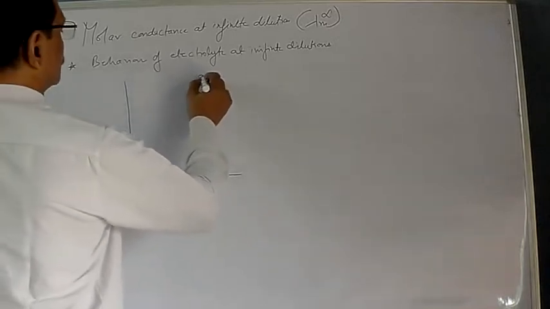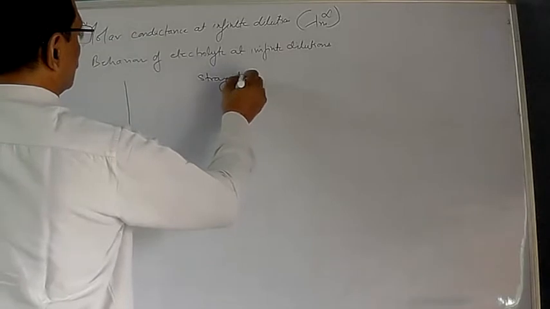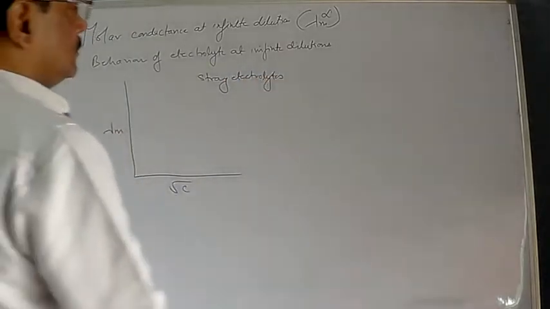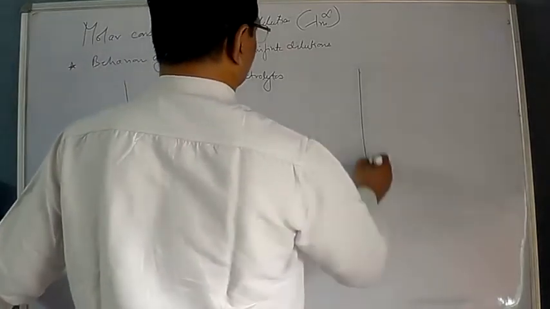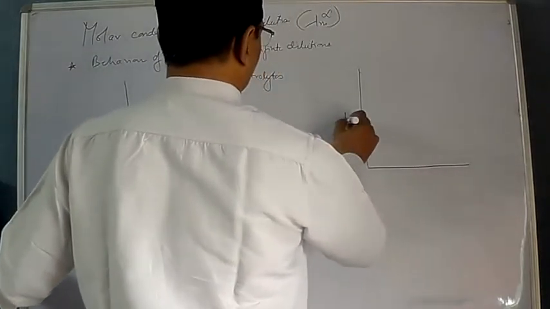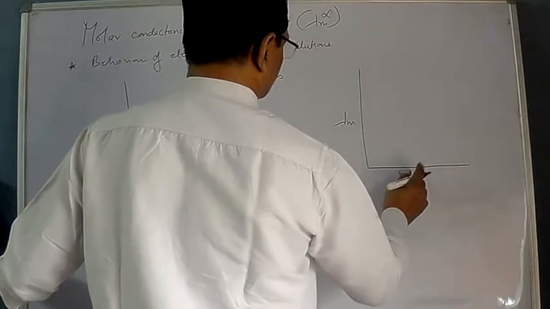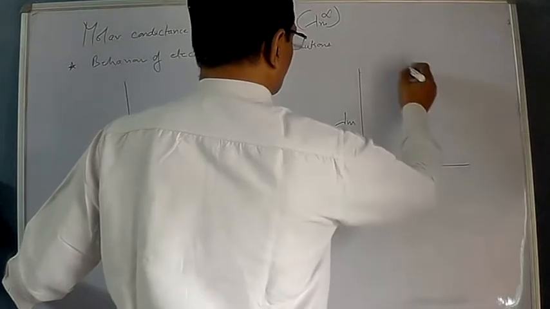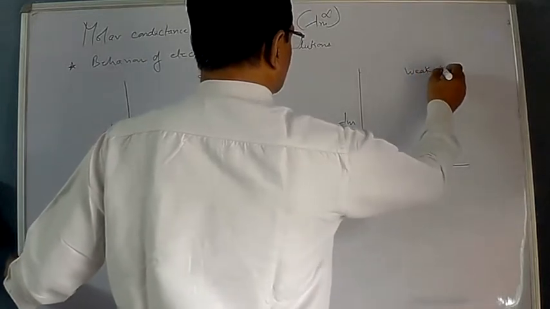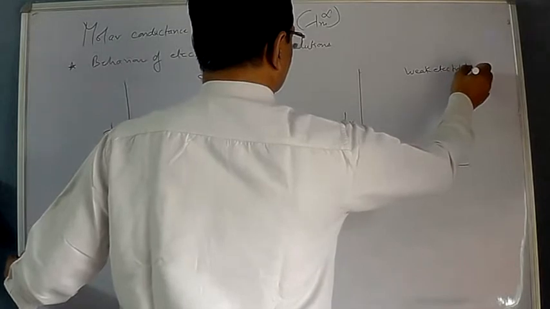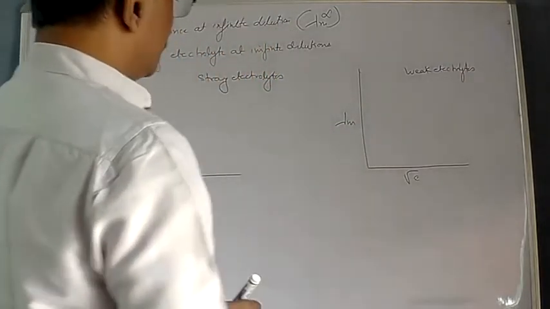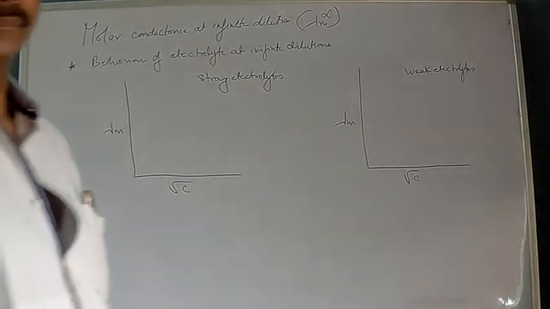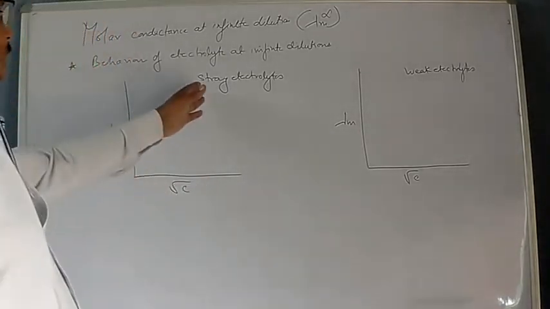This curve is meant for strong electrolytes, and this curve is meant for weak electrolytes. Listen carefully to the entire lecture, because you have to write both these graphs in your fair register. Let us first talk about strong electrolytes.